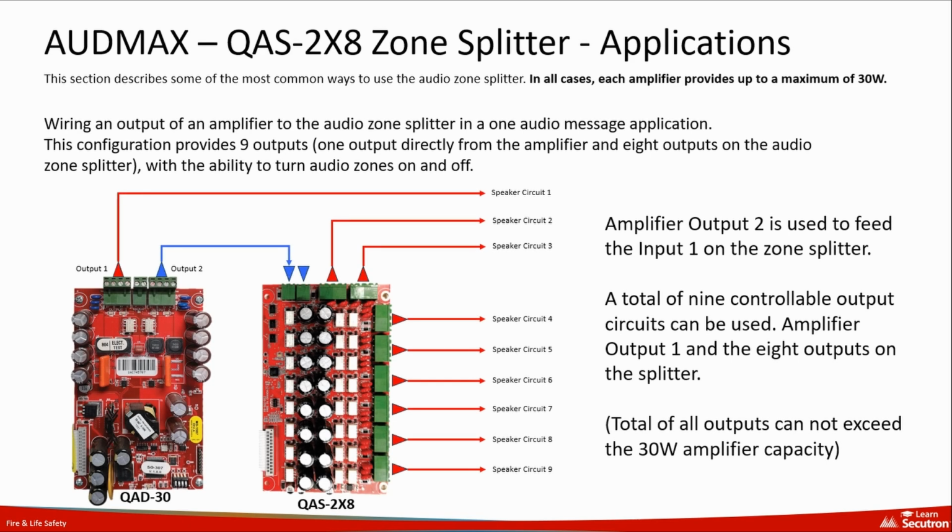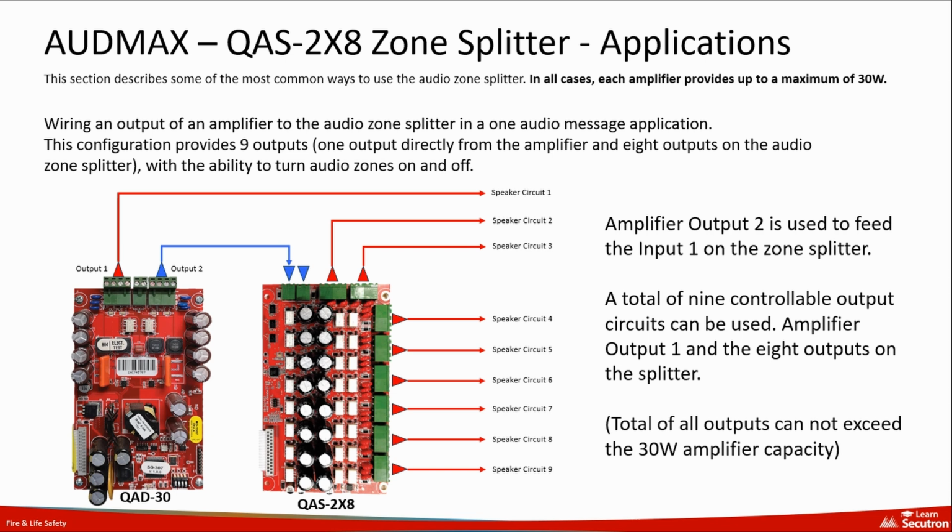The QAS2X8 zone splitter is highly versatile, offering several application options to meet diverse installation needs. Using a single audio message setup, up to 9 controllable output circuits can be utilized, combining 1 direct amplifier output with the 8 outputs of the splitter.